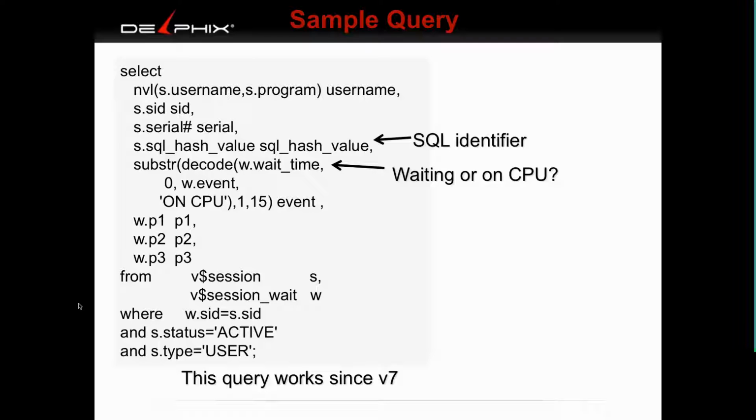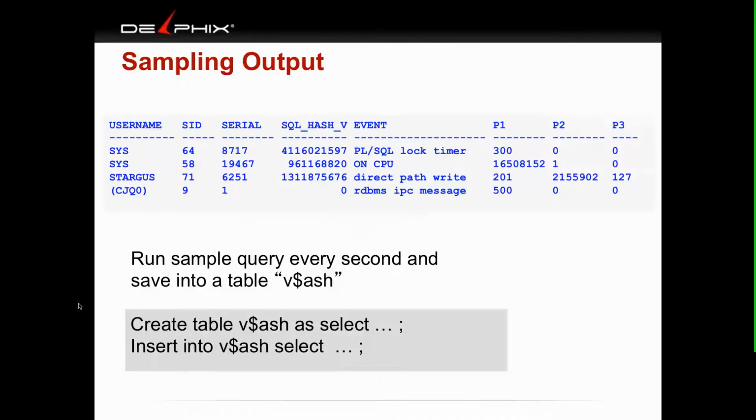We run this in a loop, and we save it in a table. So I can do something like this. If I run the query by hand, the output looks like this. So I have some sessions, their SID and serial number, what the SQL hash identifies the query they're running, what they're spending their time on, and P1, 2, and 3. Now, if I run that every second and I save it to a table, then I'll have a history that I can go back and analyze and find out the information I require to solve the problem.